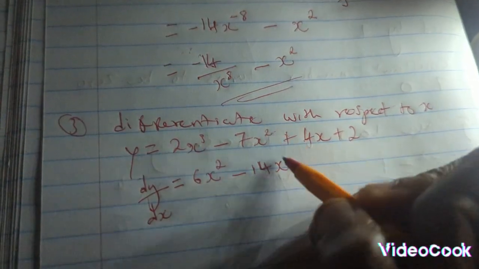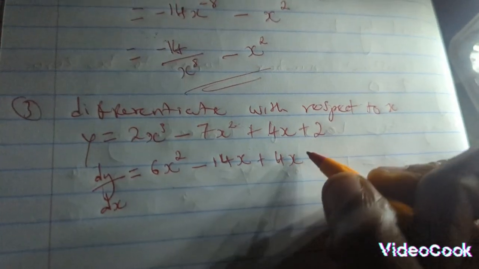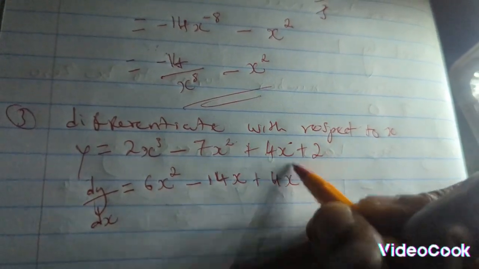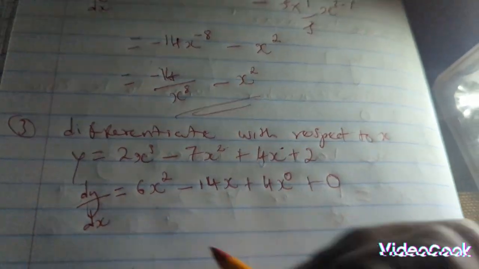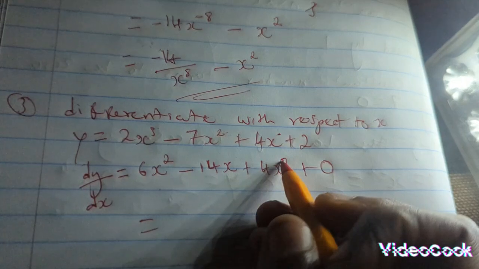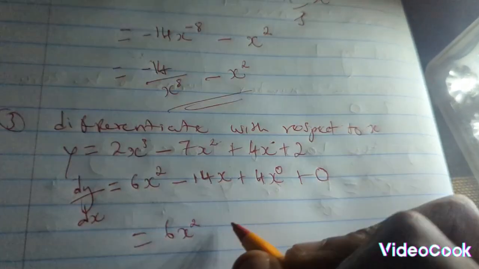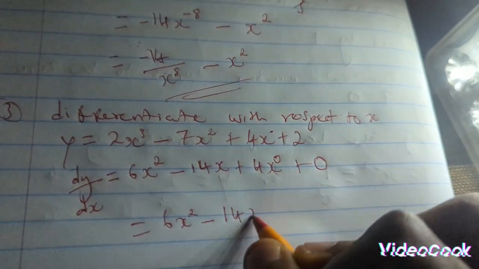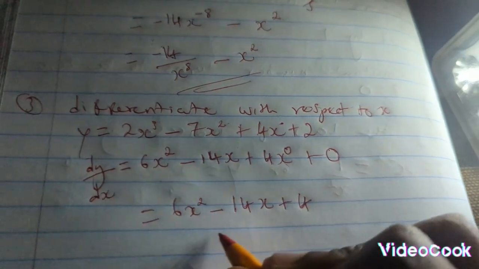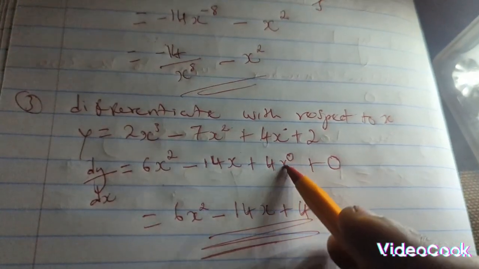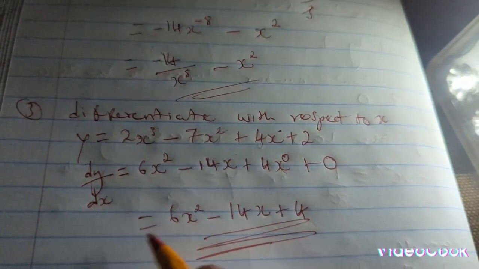x, because 2 minus 1 is 1, we can't put 1, then plus 4x, because 1 times 4 is 4, 1 minus 1 to the power 0, then plus 0. Then the final answer will be 6x squared minus 14x plus 4. This will be our final answer. 1 times 4 will give us 4. 4 plus 0 will give us a 4. This is the final answer.